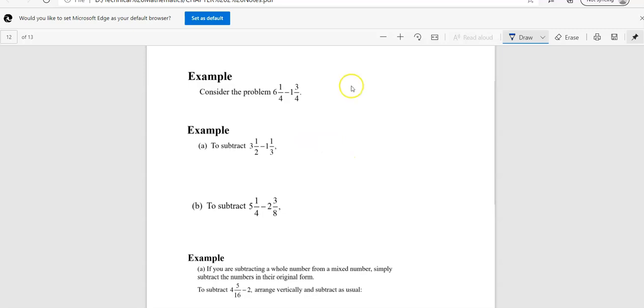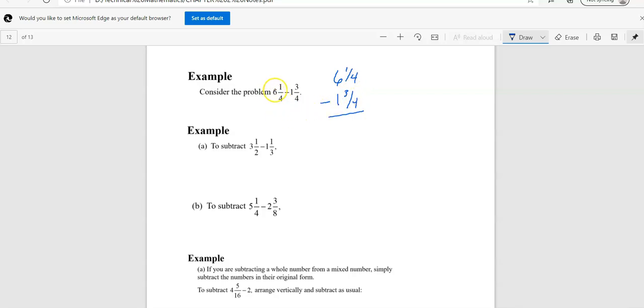Okay, if I want to do 6 1/4 minus 1 3/4, this is a little bit more challenging. You might want to go ahead and make them improper fractions on this one. It might help you out because you can't say 1 minus 3. So I'm going to go ahead and do that.